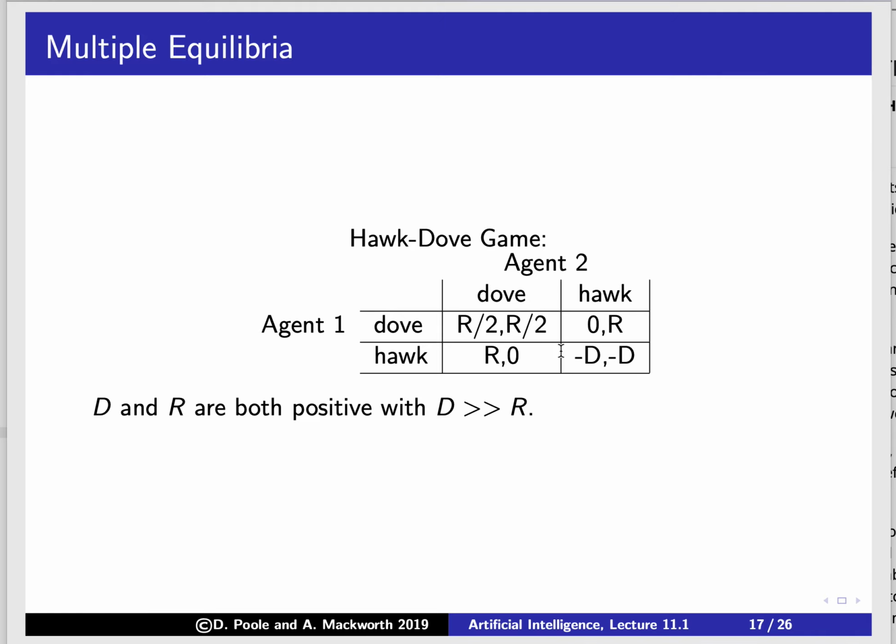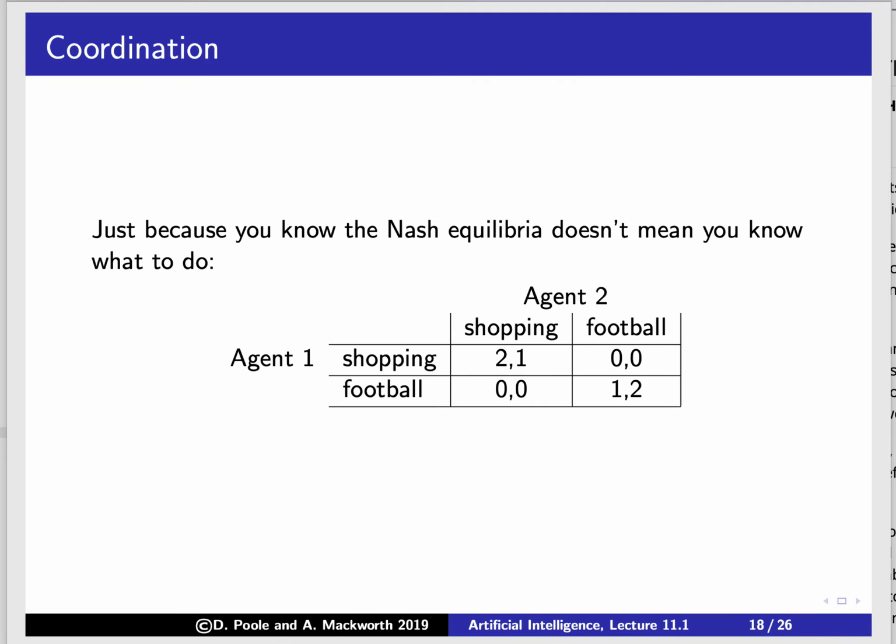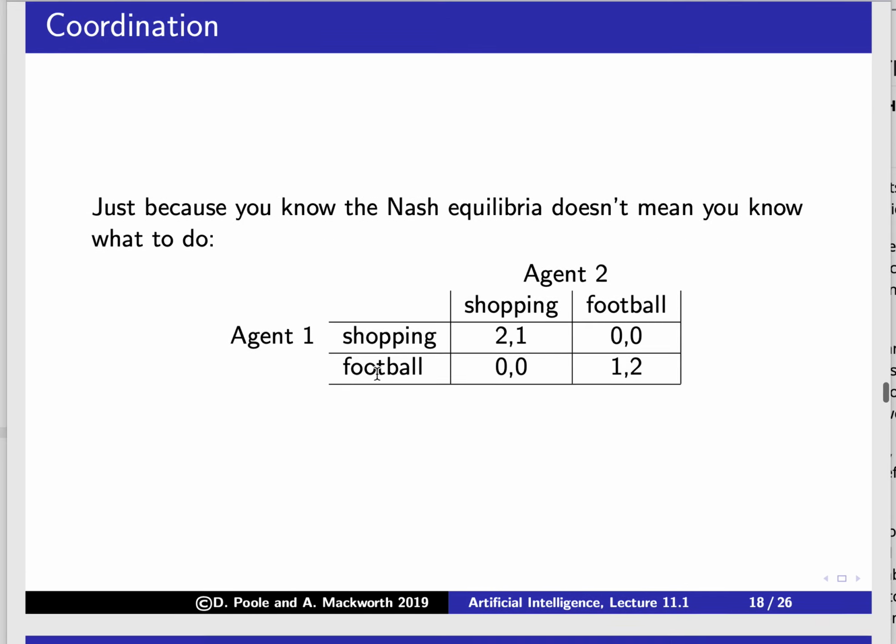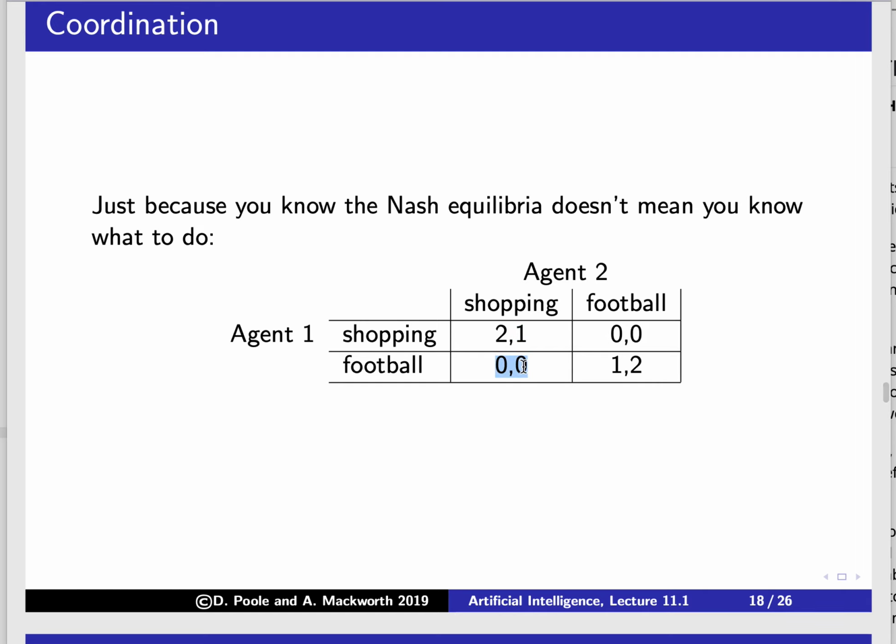But multiple equilibria don't only arise because of competition. So here's another one, a coordination game. Agent 1 and agent 2 both have to decide whether to go shopping or to football. If they both go shopping, they're happy: agent 1 gets a reward of 2 and agent 2 gets a reward of 1. If they choose different things, then they both get 0. They both want to do the same thing. It's just that agent 1 has a preference for shopping and agent 2 has a preference for football.